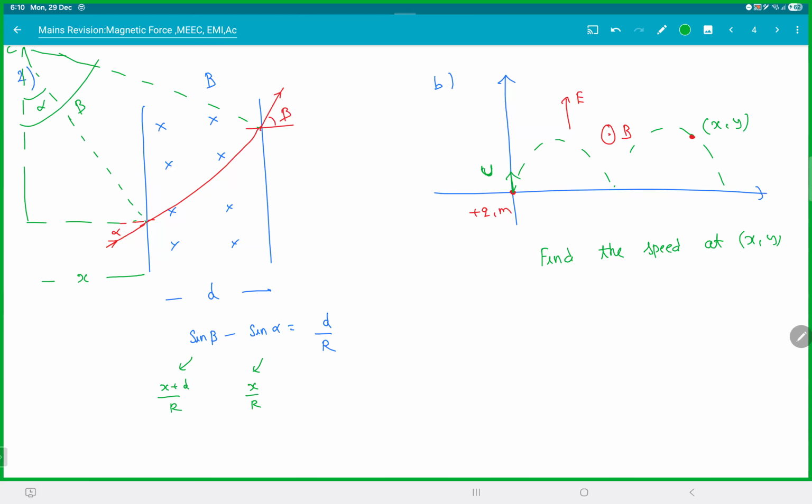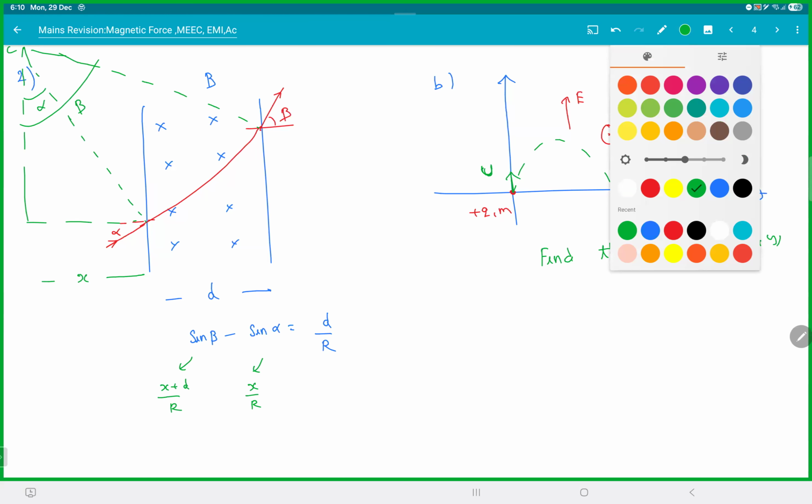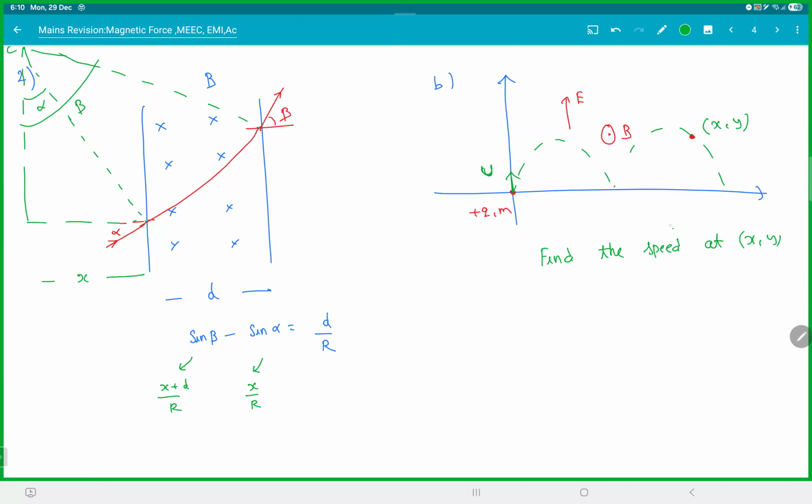If alpha is 0, then you get your regular formula, sin beta is d by r. Again, be careful. This is valid when beta is less than 90 degrees. Clear with that?